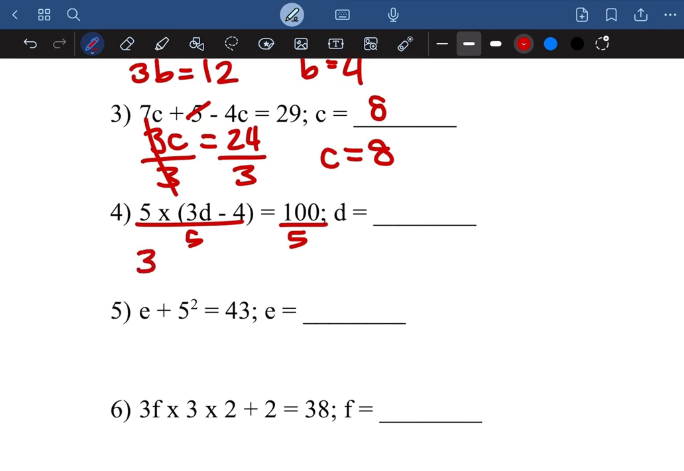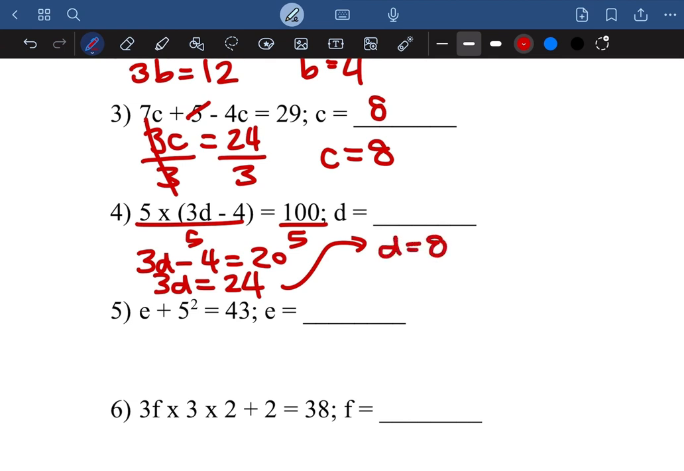leaving us with 3d minus 4 is equal to 20. From here, we add 4 to both sides. 20 plus 4 is 24. And then we divide both sides by 3. So the 3 cancels out. 24 divided by 3 is 8. So number 4, the answer will be d is equal to 8.